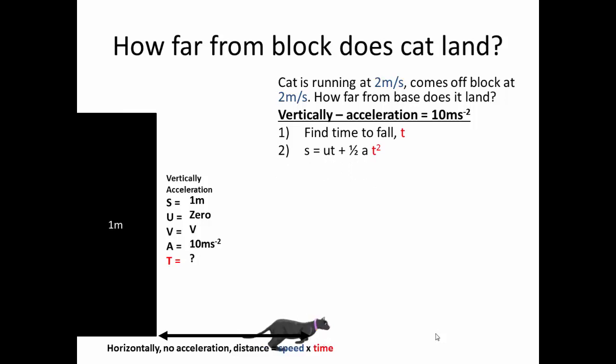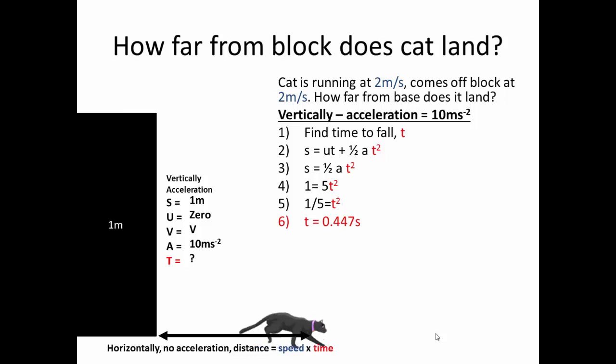S is equal to ut plus half at squared. We'll simplify that because u is equal to 0. So 1, which is 1 meter, is equal to 5t squared. So it's the fifth is equal to t squared. So t is equal to 0.447 seconds. That's the time it takes to fall down.